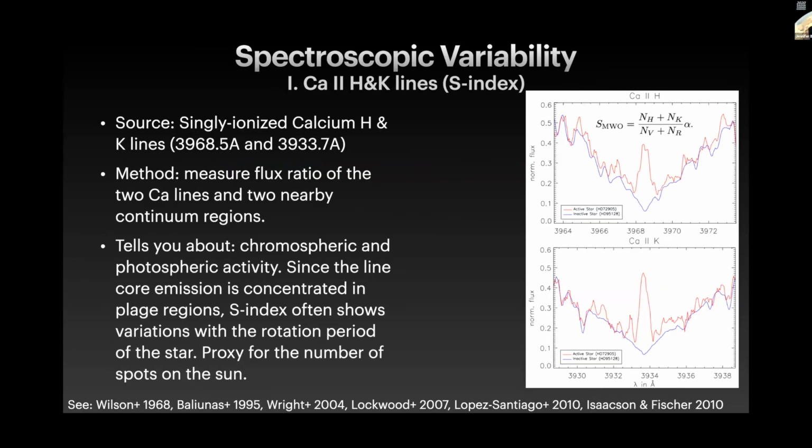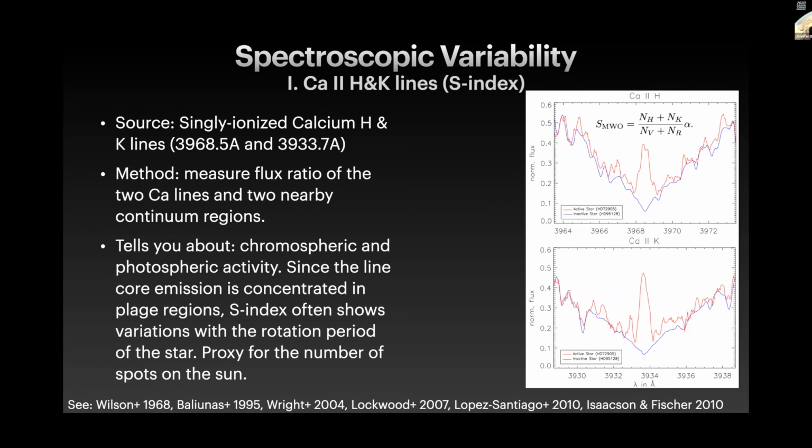So possibly the best known activity indicator for RV surveys is the Mount Wilson S value, which is based upon the calcium-2 H and K lines. These are two very large absorption lines down in the blue part of the spectrum. These lines reflect the star's chromospheric and photospheric activity levels. And when a star is more active or has more spots on its surface, we expect to see the cores of these two lines show signs of emission.